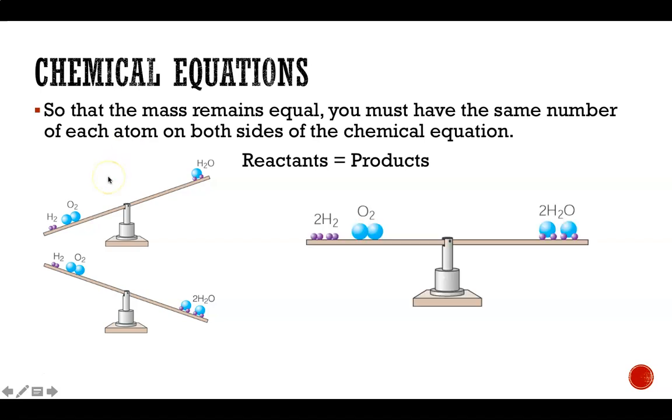And so if you take a look at these pictures, if we had a chemical equation where we started with H2O2 and we were creating H2O, if you look at here, we've got 2 hydrogens, 2 oxygens, 2 hydrogens, only 1 oxygen. So the balance has been tipped. It's heavier on this side, and our mass would be greater on this side than this side. And so we don't want that.